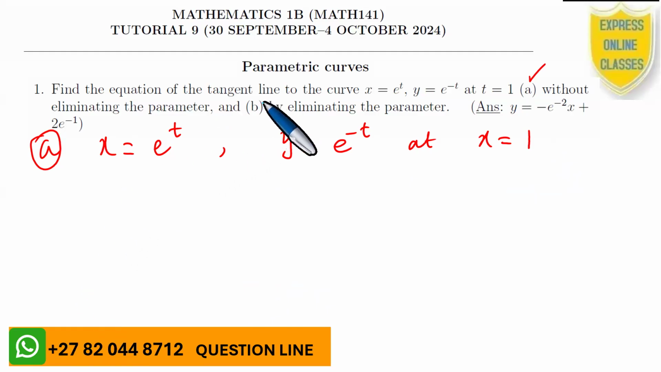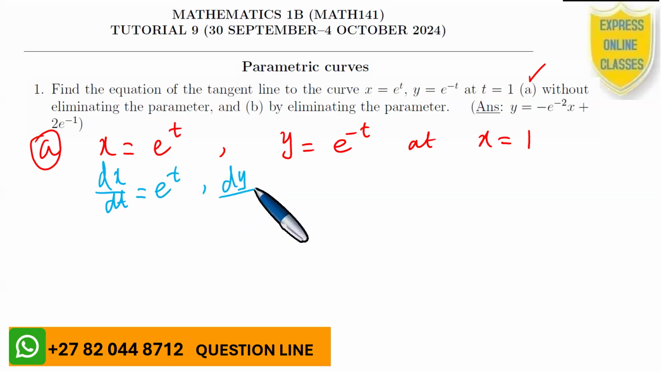To find the equation of the tangent line, you need to find the slope of the tangent line. So we need to find dx/dt. And dx/dt is e to the power t. dy/dt is minus e to the minus t.